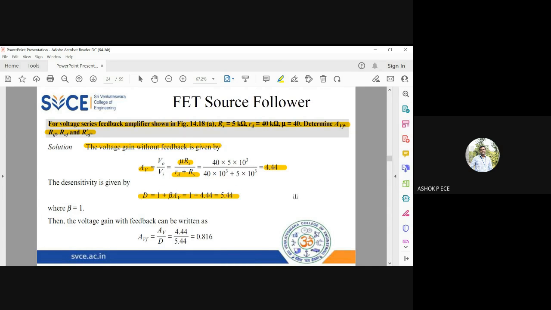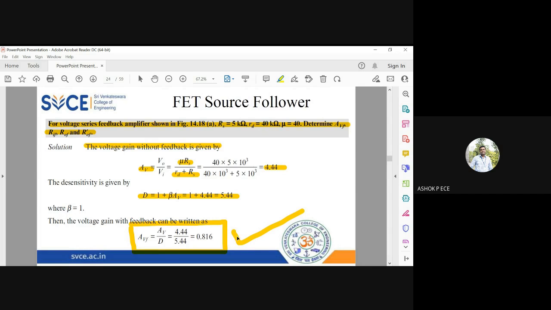Find D, the desensitivity. D is equal to 1 plus beta AV. For source follower, the beta value is 1. So 1 plus beta AV will become 1 plus AV. The AV value is 4.44, so 1 plus beta AV is 5.44. Now you can find the voltage gain with feedback. AVF is equal to AV by D. So AV is 4.44, D is 5.44, so you get the answer as 0.816.